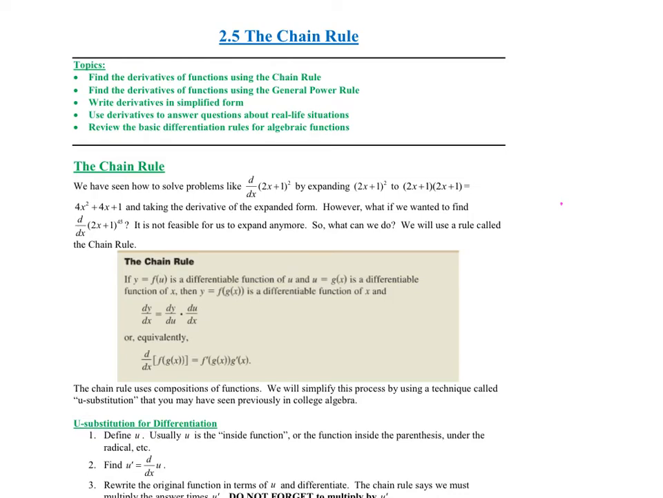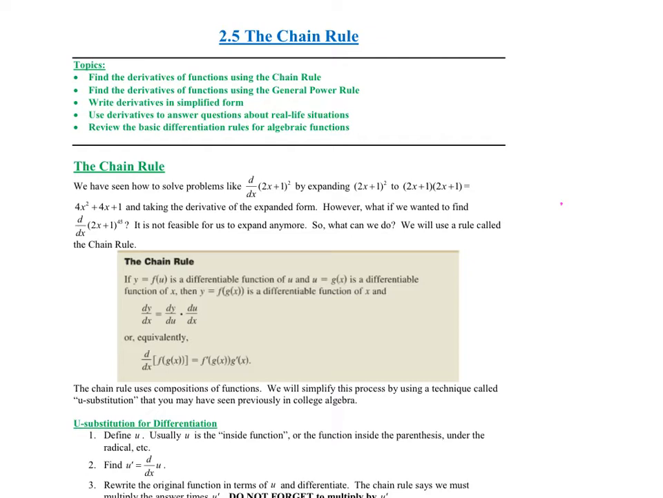Section 2.5 is called the chain rule. This is probably one of the most important rules. This is kind of an extension of the power rule. But between the power rule and the chain rule, again, which is just an extension of the power rule, those are, to me, the two most important derivative rules that you need to know.